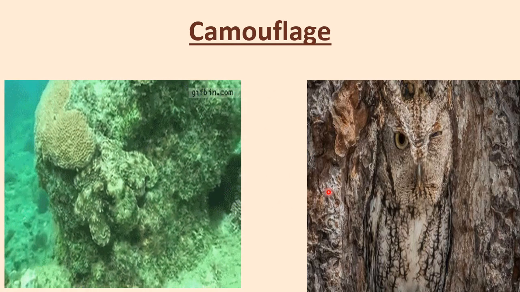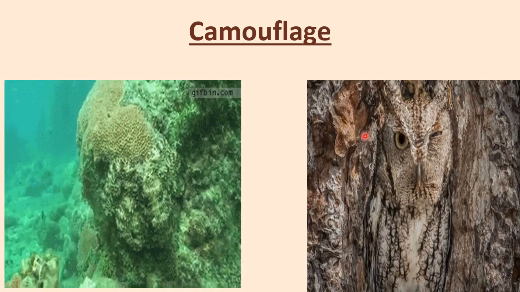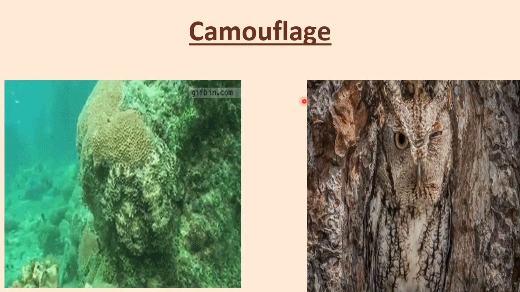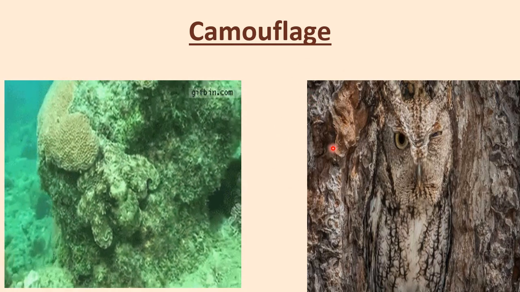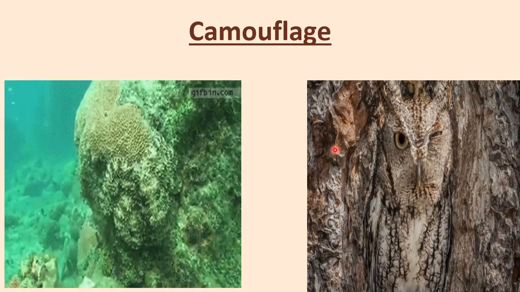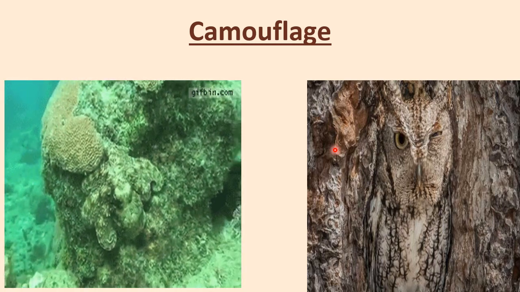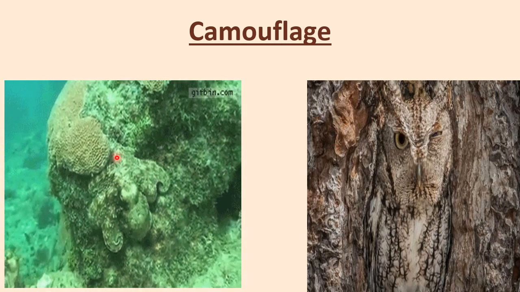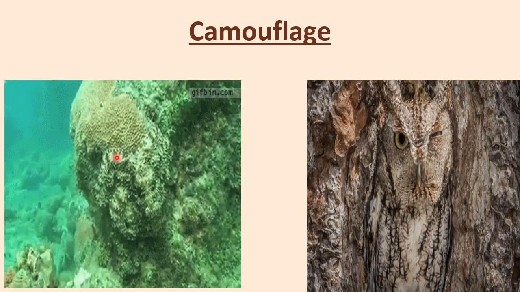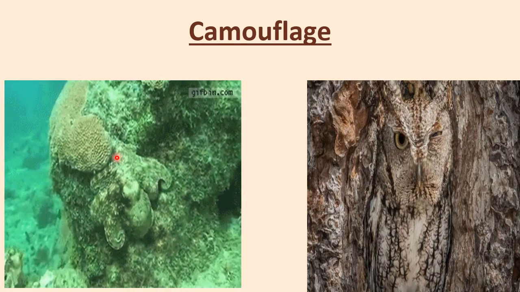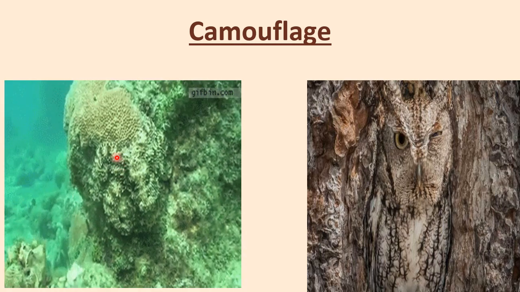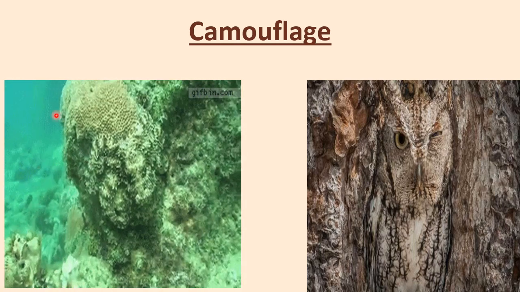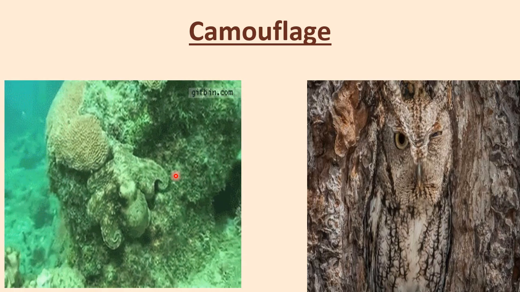And here we have a stem of the tree, and if we look close to this picture, we can see this is an owl. We can see here an owl inside the tree. So can we see these animals clearly from the first look? No, we can't see them clearly. Why? Because of the camouflage. So they can hide from their enemies, they can hide from the predators. So this is called camouflage, and this is a type of adaptation.